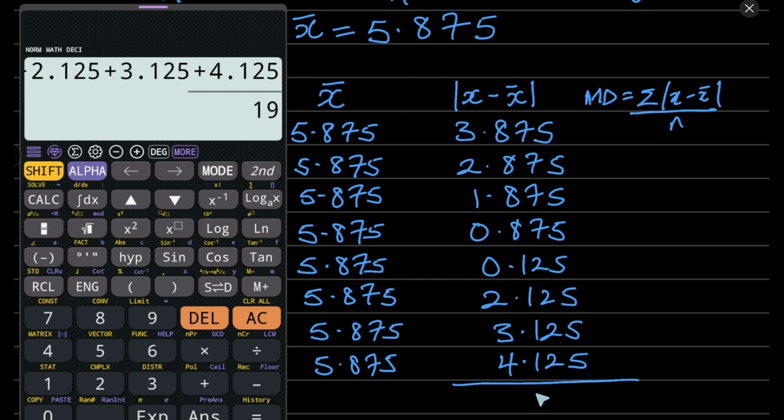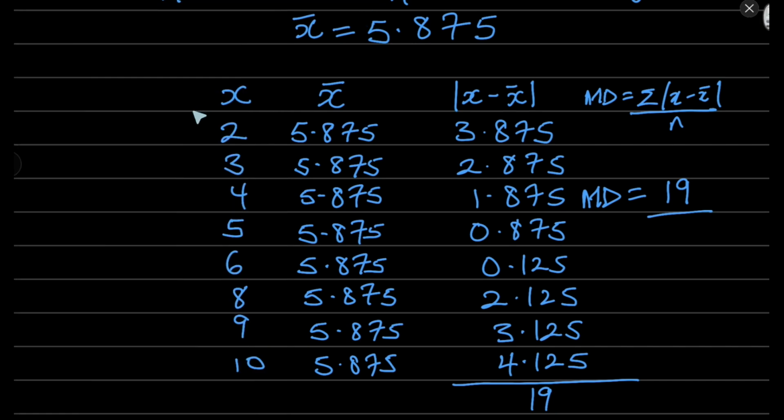Altogether, the total deviation is 19. So our MD is 19 divided by the total number of data points we have. How do we get the total number of data points? You just count. These are our data points, so we just count 1, 2, 3, 4, 5, 6, 7, 8. So we have 8 data points, so that is 19 divided by 8.